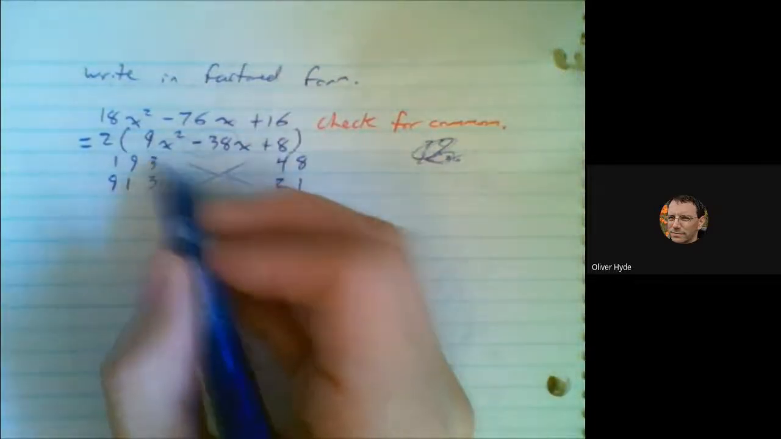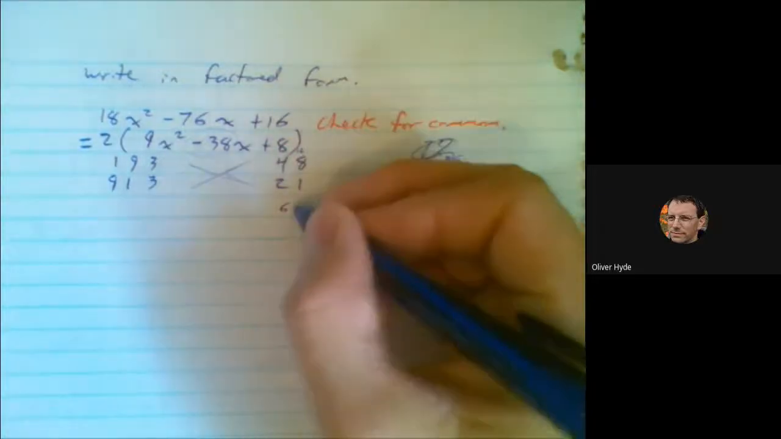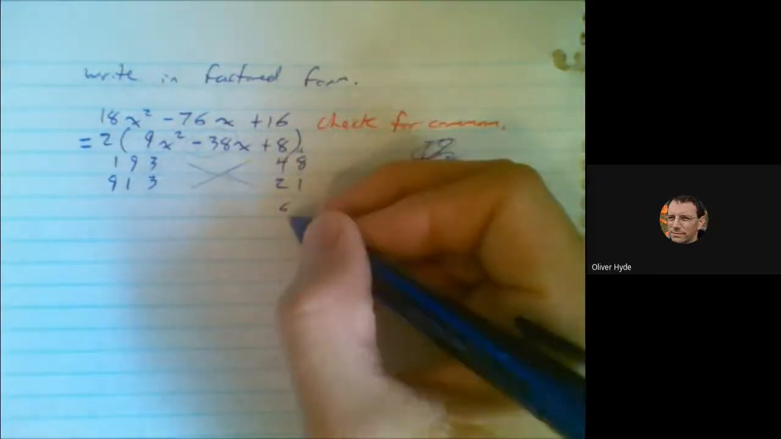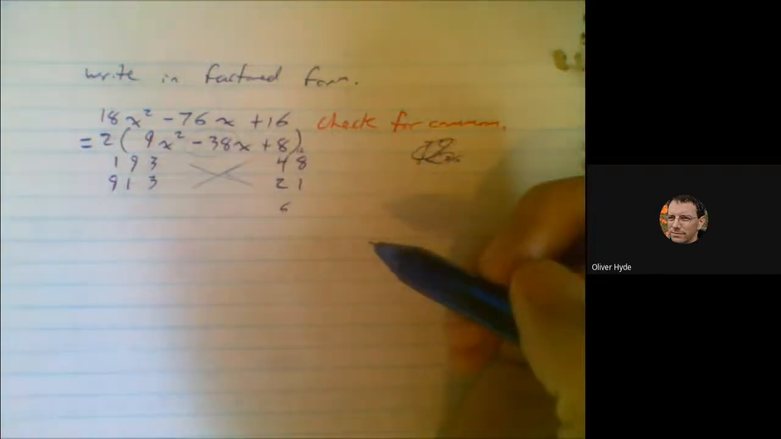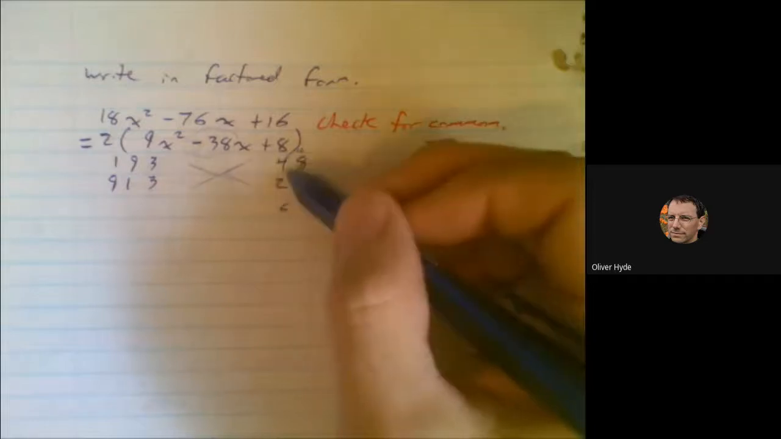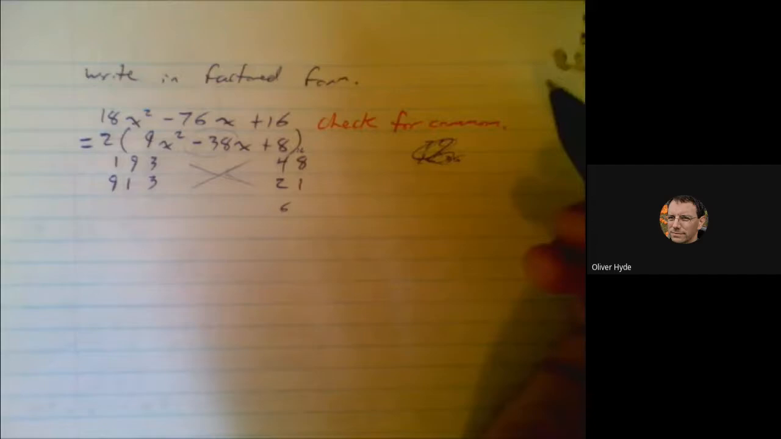So I do 3 times 2, that's 6. 3 times 4, that's 12. With 12 and 6, I could get 18 or 6 or negative 18 or negative 6, never negative 38. So this is not the combination that I want. I don't want a 3x with a 4 and a 3x with a 2. I don't even need to try their signs.